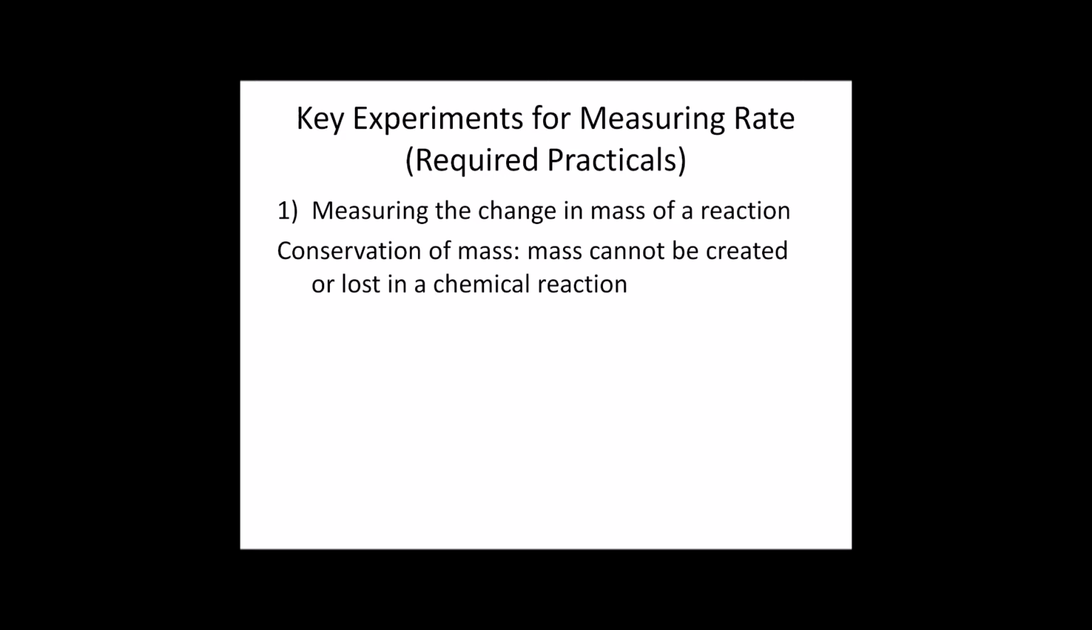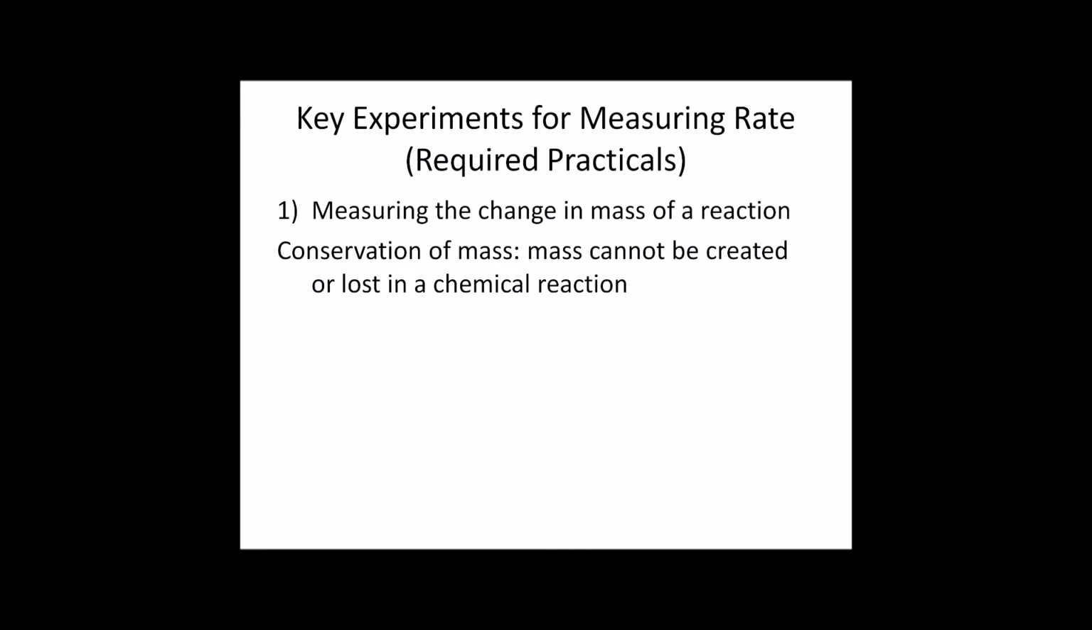Now, firstly, conservation of mass, the law of conservation of mass. It says that mass cannot be created or lost in a chemical reaction. So we can't create it, we can't destroy it. The mass of the products is going to be exactly the same as the mass of the reactants. That is a universal chemical principle. That is something that is always obeyed. You will never find the mass of the products being more or less than the mass of the reactants. It always will be exactly the same.